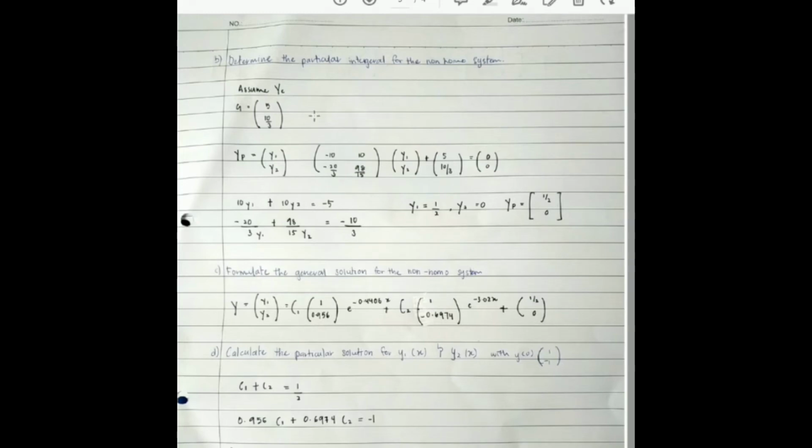Moving on to B, determine the particular integral for the non-homogeneous system. Assume Y p is G, 5 over 10 over 3. So for Y p, we have to find Y1, Y2, also in matrix form. Negative 10, 10, negative 20 over 3, 98 over 15, times Y1, Y2, plus 5, 10 over 3 equals 0. So negative 10 Y1 plus 10 Y2 equals negative 5. That's the first one. Negative 20 over 3 Y1 plus 98 over 15 Y2 equals negative 10 over 3. So Y1 equals 1 over 2, Y2 equals 0. Y p equals 1 over 2, 0. That's for Y p, so that's question B.